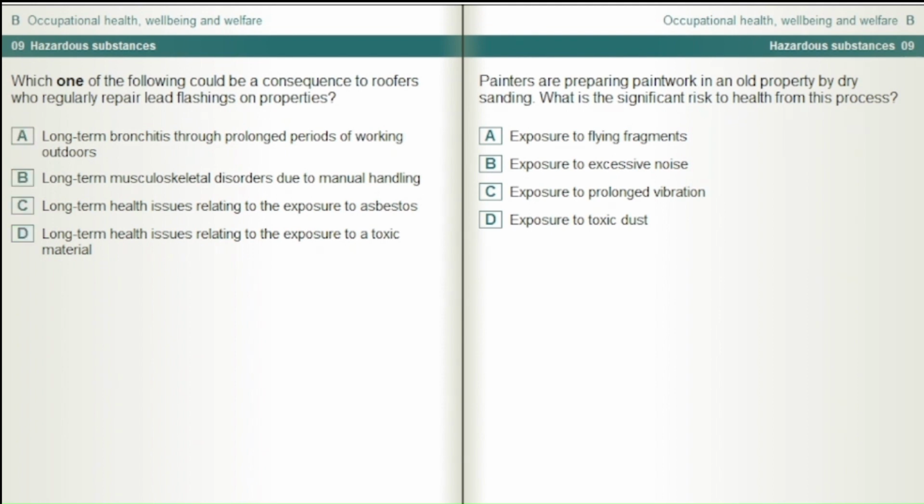Painters are preparing paintwork in an old property by dry sanding. What is the significant risk to health from this process? Exposure to flying fragments. Exposure to excessive noise. Exposure to prolonged vibration. Exposure to toxic dust.